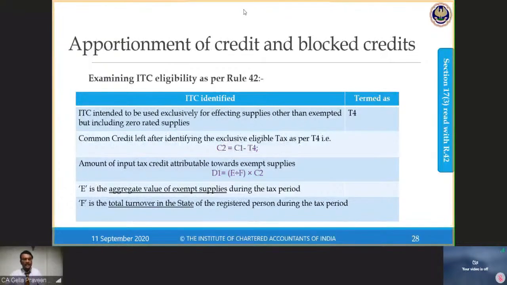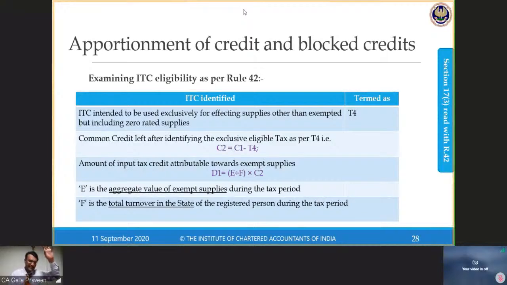Now they say, out of your purchases, there is an input tax credit which you have taken, which is used towards this common credit, whatever you're having, that is calculated. C2 is equal to C1 minus T4. Amount of input tax credit attributable to exempt supply: if there is an exempt supply, how do we calculate? They have given a formula. D1 is equal to E divided by F into C2. In simple terms, a mathematical equation. My total supply value, taxable plus exempt, this is the total value. That total value is nothing but, numerator is exempt supply, denominator is your total turnover.